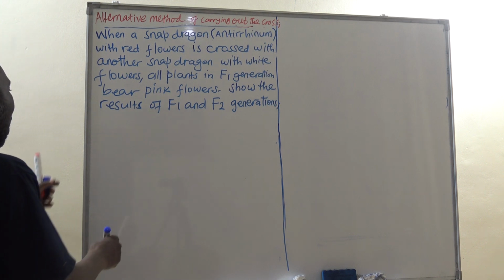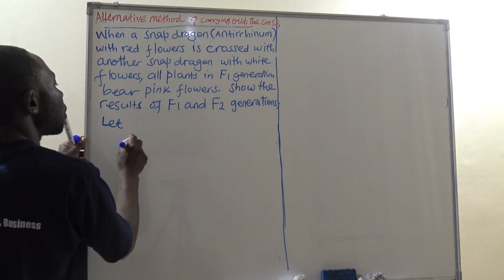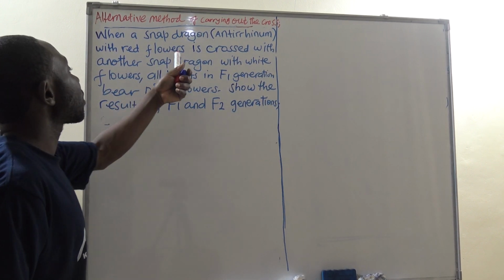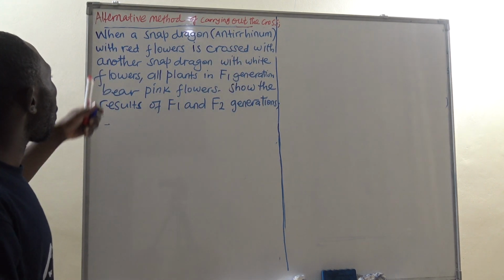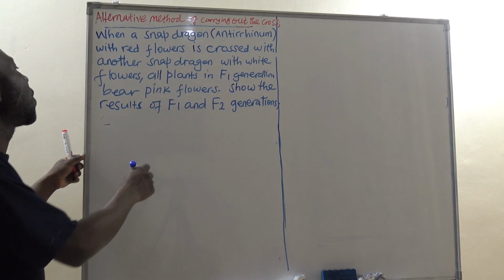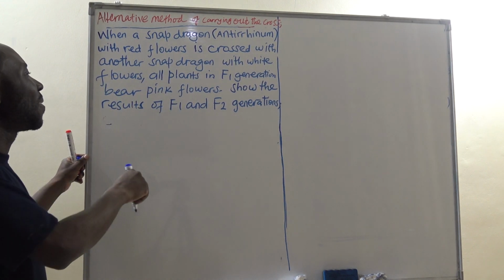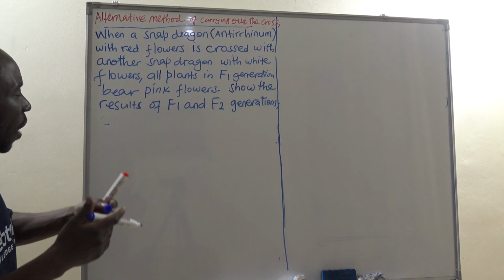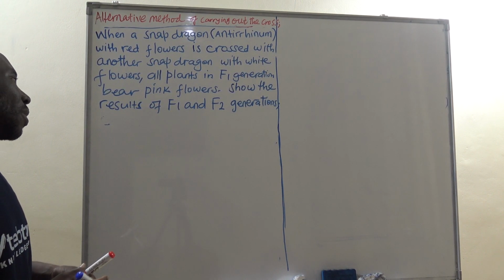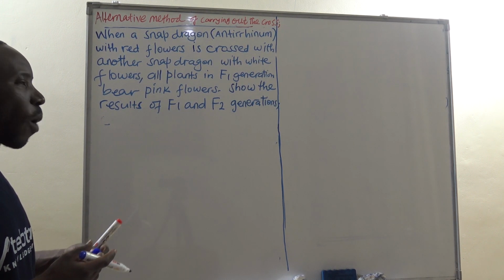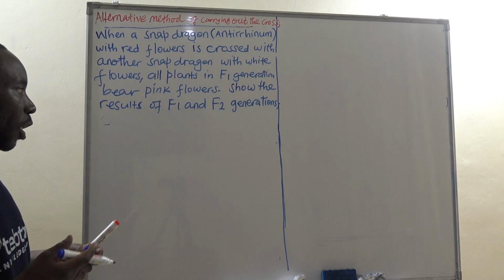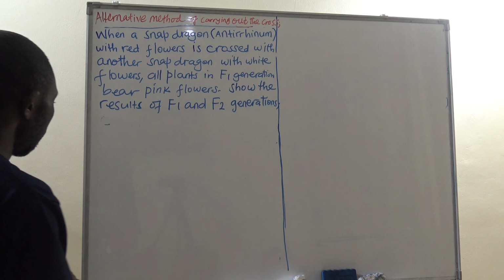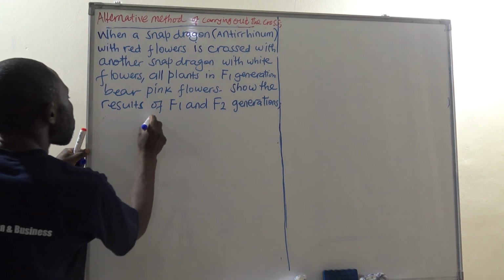So we shall write that, let capital R. Of course, the question reads, when a snapdragon, Antirrhinum, with red flowers is crossed with another snapdragon with white flowers, all plants in the F1 generation bear pink flowers. Show the results of the F1 and F2 generations. We can as well say, explain the results of the cross. So now, solution.